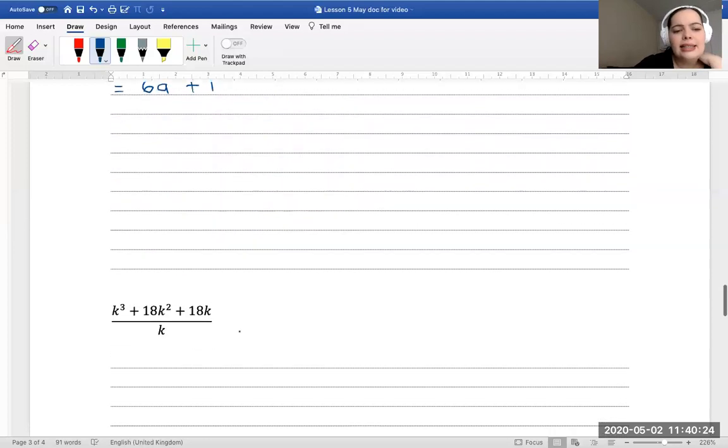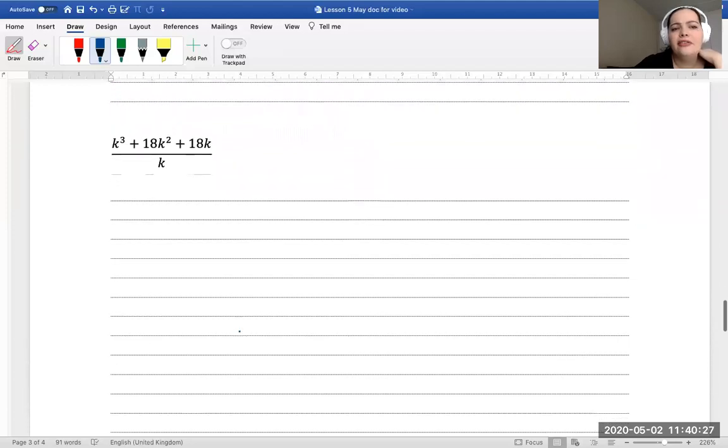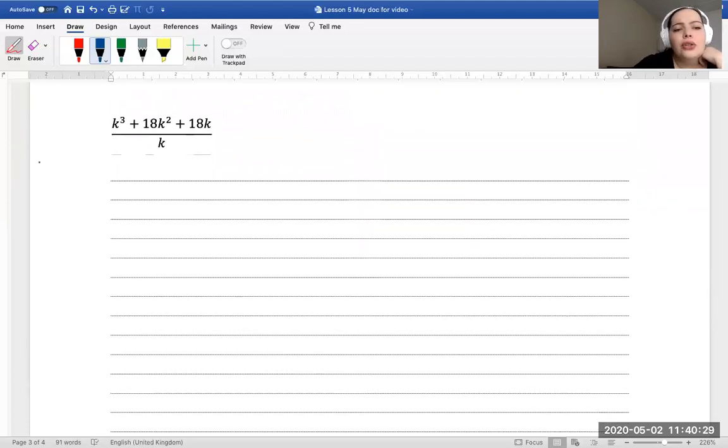All right, let's see another example. Well, this one's looking a bit tougher. Let's go through our first step. We're just going to say this term divided by the numerator. So we've got k cubed divided by k plus 18k squared divided by k plus 18k divided by k. So that's the same as the previous step. Now what's different here is that instead of having a number in the denominator, we have the variable k. So let's see how that's going to impact our calculation.